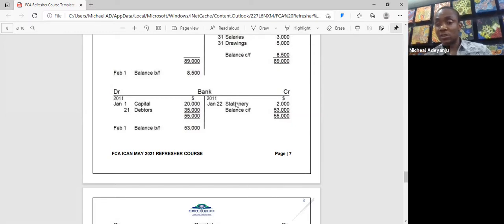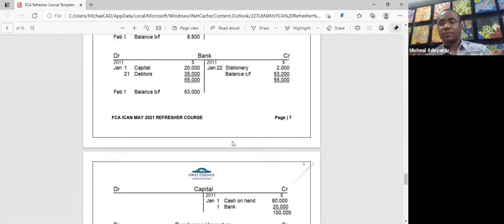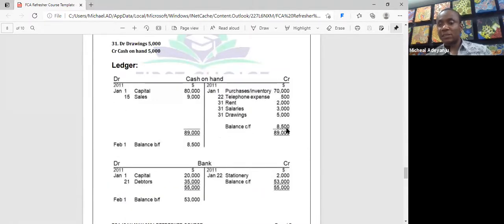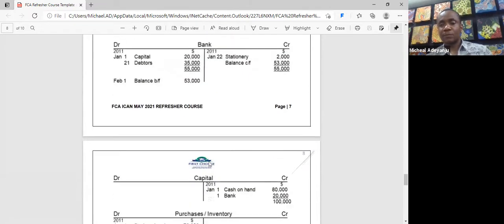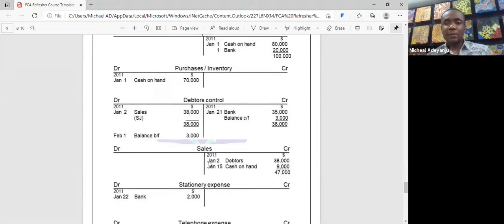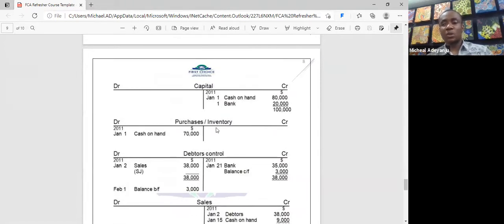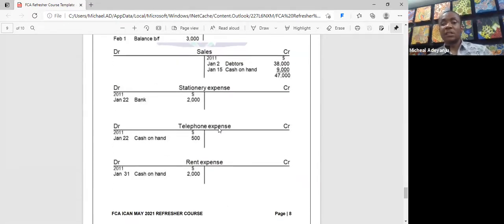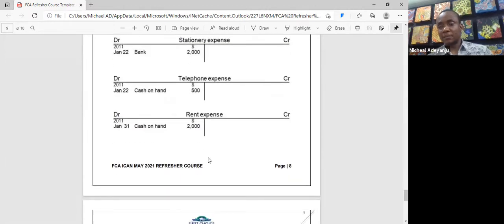This is our stationery account, and this is the balance brought forward. How am I getting my balance brought forward? This 85 is what is on the balance sheet here. The total of this 7,000 to this 5,000, subtracted from this 89,000, is what will give us 8,500 naira, which is our balance sheet. The same thing also applies to your control account, your sales, your stationery, your telephone expenses, and rent account.